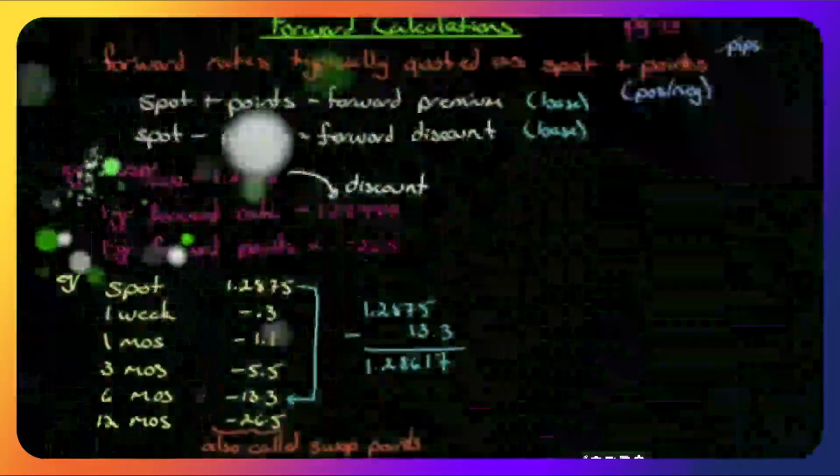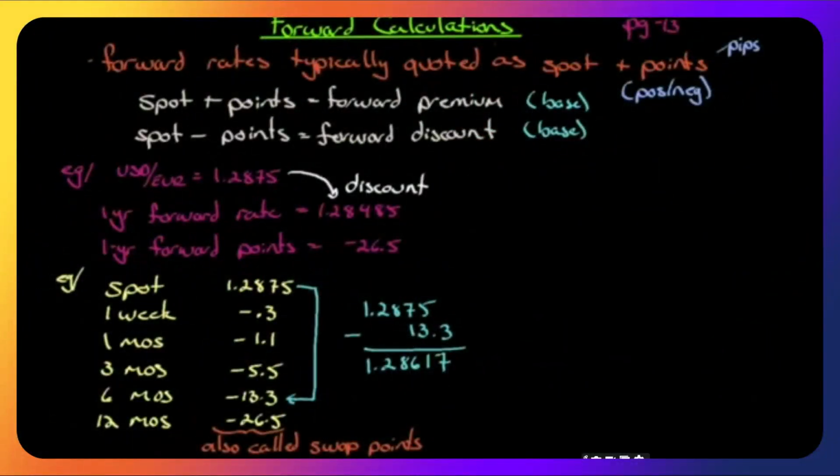Right, let's look at forward rates and forward calculations here. First we need to get some terminology out of the way. Not a lot here, this is rather easy stuff. Forward rates are typically quoted as a spot rate plus points. So whatever the spot rate is, and then there'll be some points. These points are just adjustments to the spot rate depending on how far into the future we're looking. These points are usually expressed in pips. We could say spot plus pips, but we call them points.